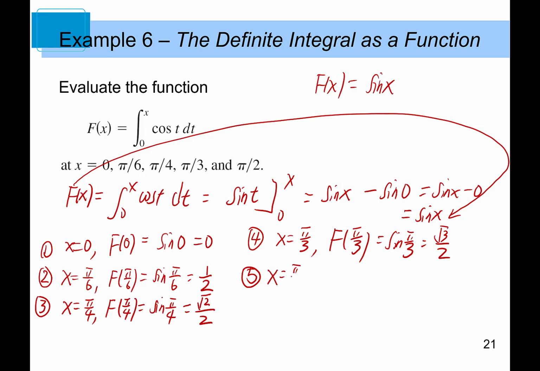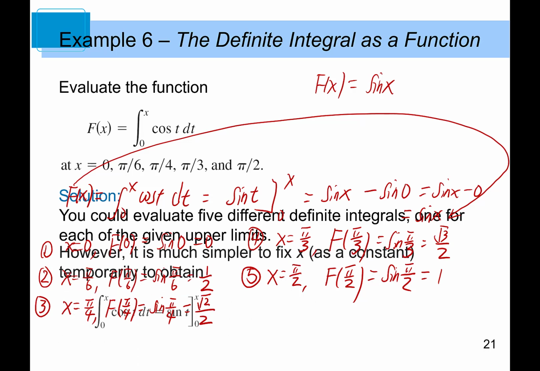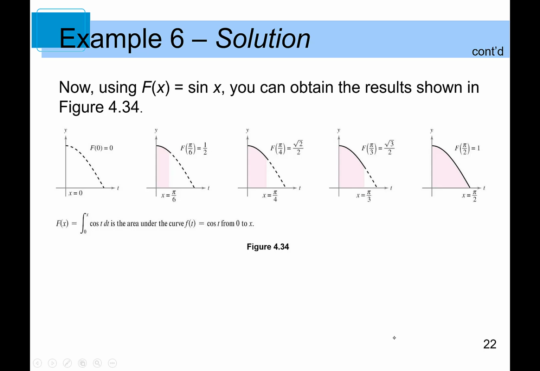x equals pi over 2, f of pi over 2 equals sine pi over 2. Sine pi over 2 equals sine 90 degrees, which is 1. Okay. So the next page is a summary of the area under the curve. As you can see, the second fundamental theorem of calculus also measures area. Okay, a summary of how those areas are calculated.